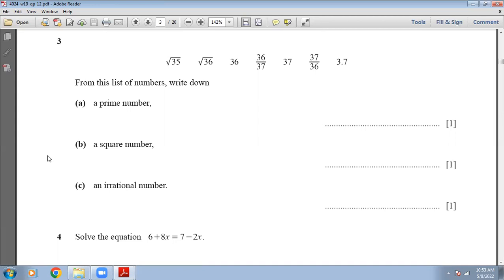An irrational number: if you have a square root, and under the root you have a prime number, that will be an irrational number. An irrational number is basically a number which, when you convert it into a decimal fraction, does not terminate, does not stop, does not end. It continues without any pattern. So root 35 will be an irrational number.